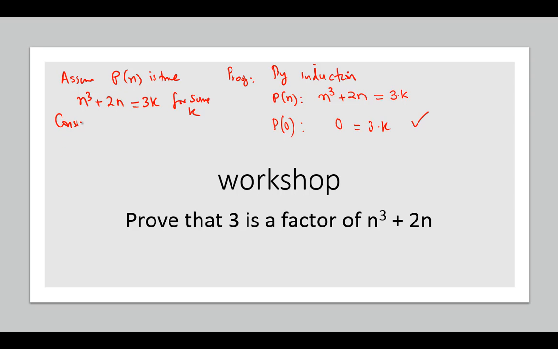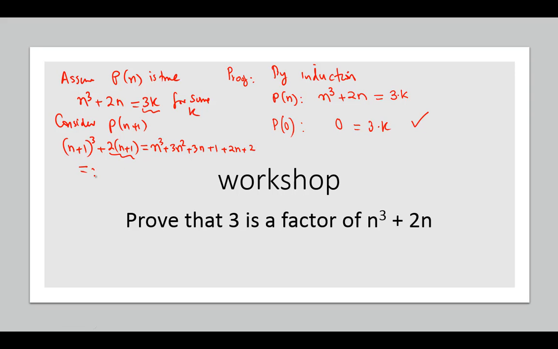Now let's consider Pn plus 1. This means we want to look at the expression n plus 1 cubed plus 2 times n plus 1. Let's simplify and show that this is also a multiple of 3. If you expand this, you will get n cubed plus 3n squared plus 3n plus 1, plus then 2n plus 2.